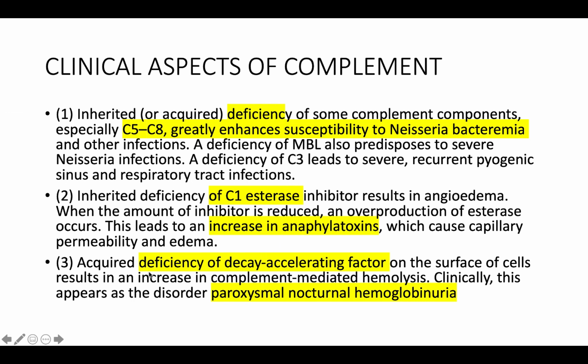If you have an acquired deficiency of CD55, the DAF, what will happen? Your cells will be prone to complement mediated hemolysis, meaning destruction. Mainly this will happen to RBCs, and this will cause paroxysmal nocturnal hemoglobinuria, which is a hemolytic type of anemia.